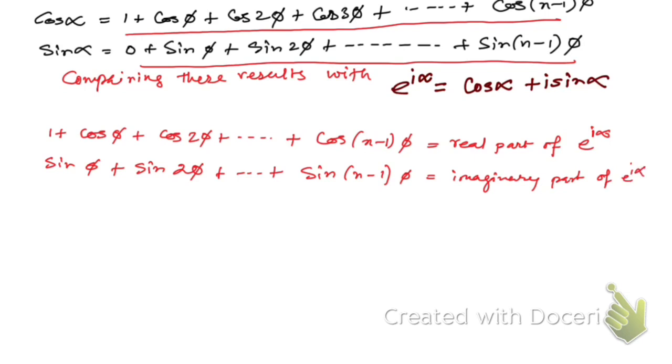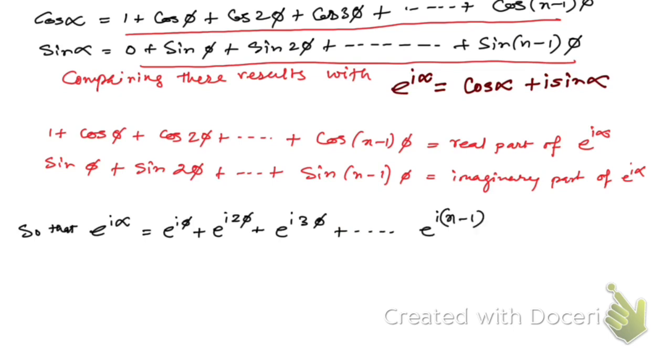Now this e to the power I alpha can be written this way: e to the power I phi plus e to the power I 2 phi plus e to the power I 3 phi plus dot dot dot plus e to the power I (n minus 1) phi. Okay, and this is equal to cos phi plus I sin phi, right?